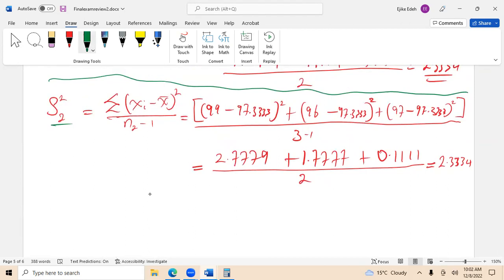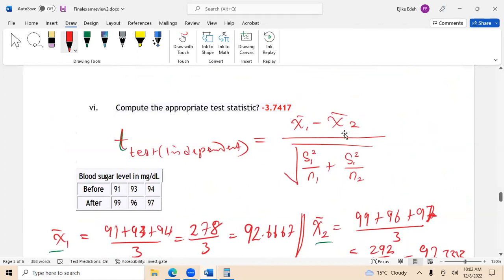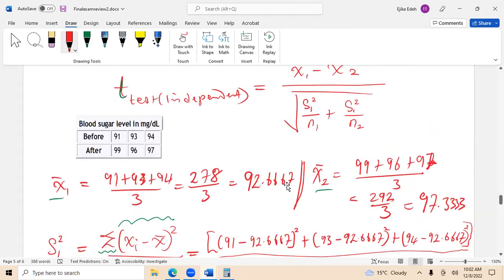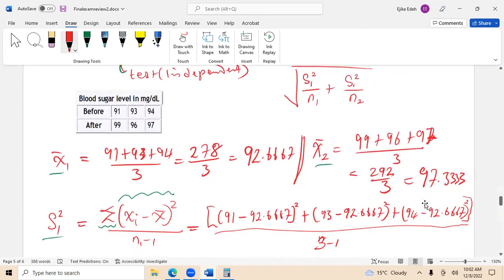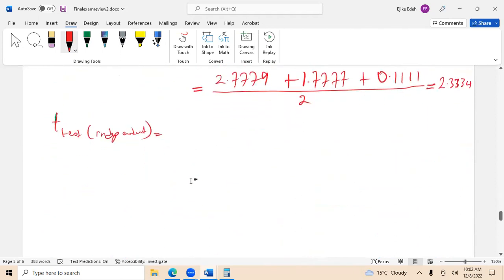Okay, so we know that the t-test for independent means is equal to the mean of group 1 minus the mean of group 2, right? We're working on this formula right now. Mean of group 1 is 92.6667. Mean of group 2 is 97.3333. So let's hope we can remember that.